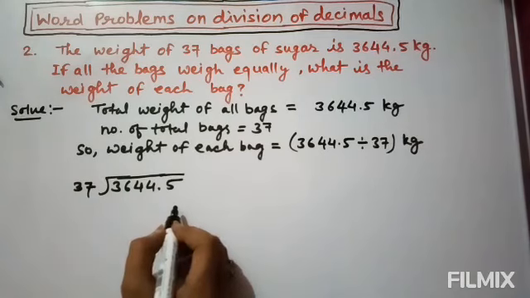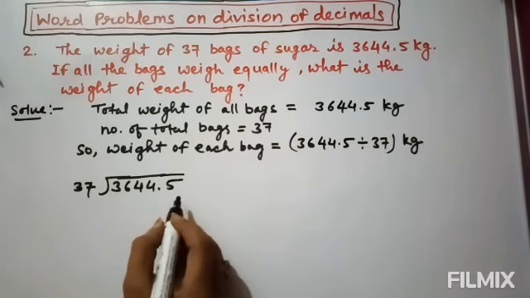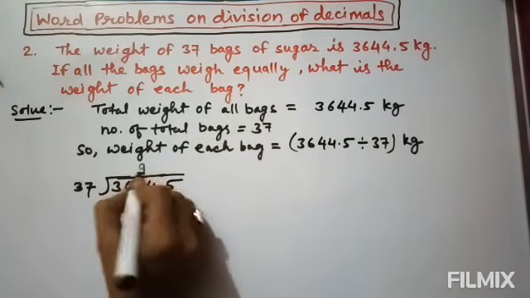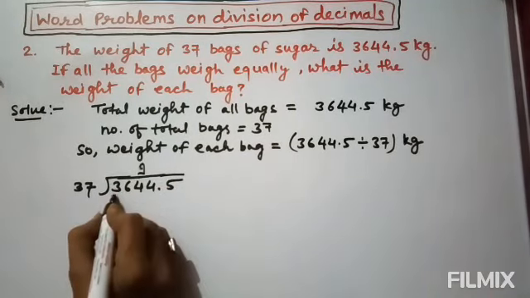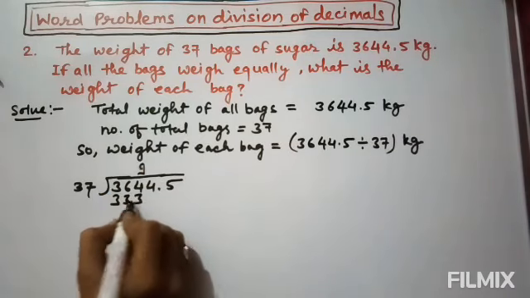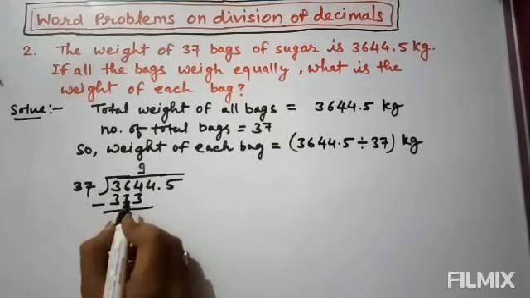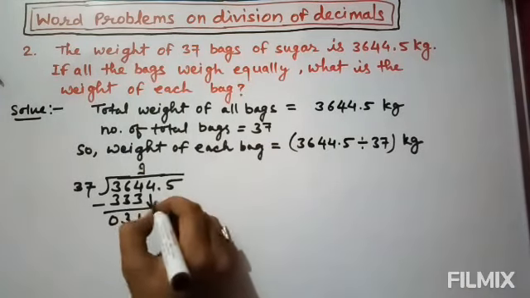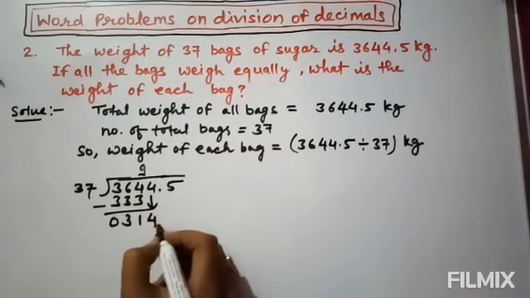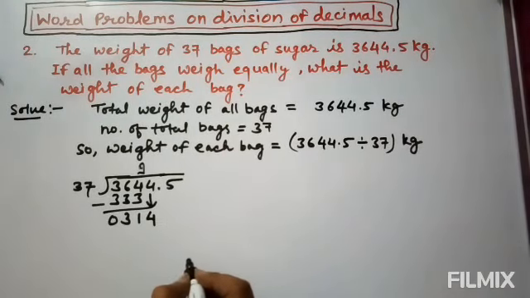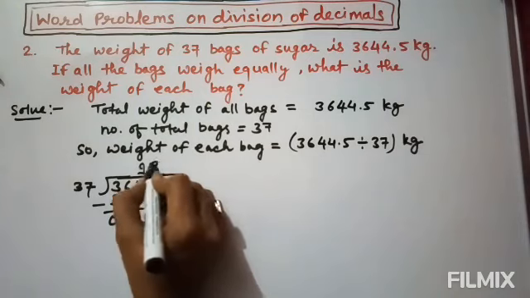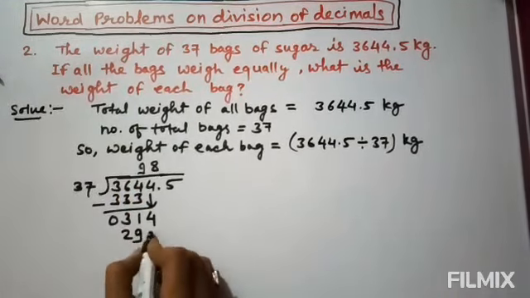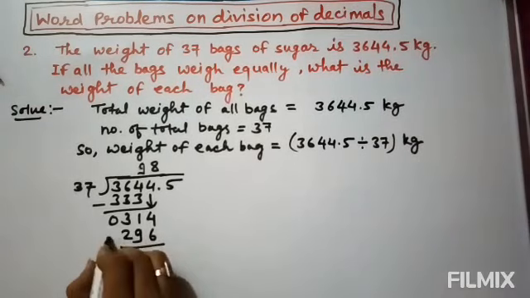So from which number does it go? 37 8s are, no, it will go 37 9s are 333. Subtract the number, 31. Drop another number in the remainder place, 314. 37 8s are, we will have 296. Subtract the number.